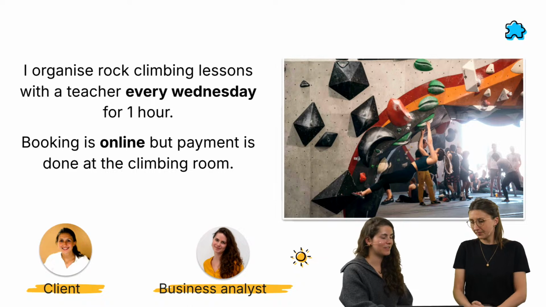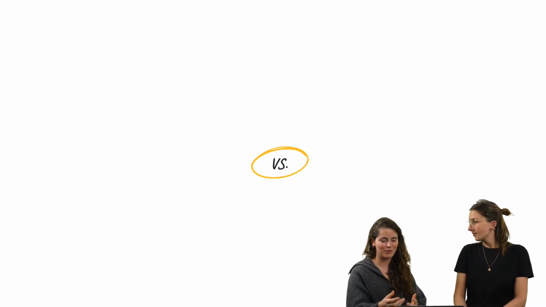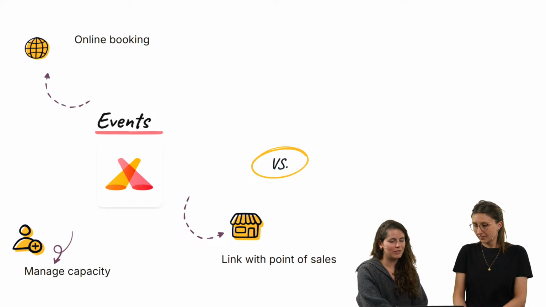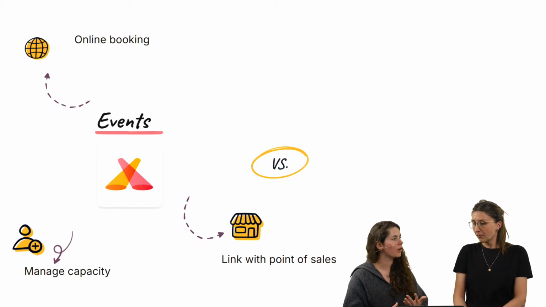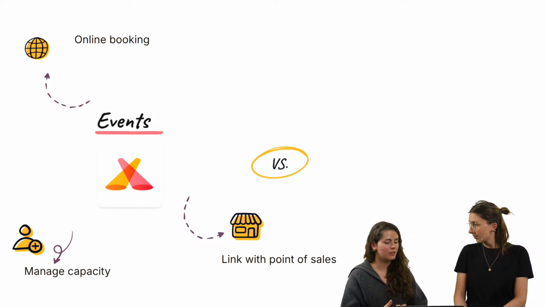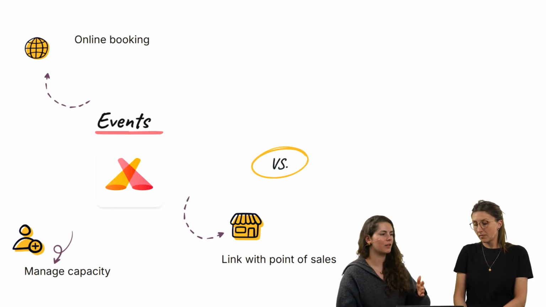Well, that's interesting because in this case, we definitely have 2 applications that could fit your needs, and you will see that the choice will really depend on you and on the features that you need the most. So the choice is going to be between events. Why? Because with events, you allow people to book online to register for the session. There's also a link with the point of sale application, meaning that you can retrieve their booking when they come to your desk at the climbing room.